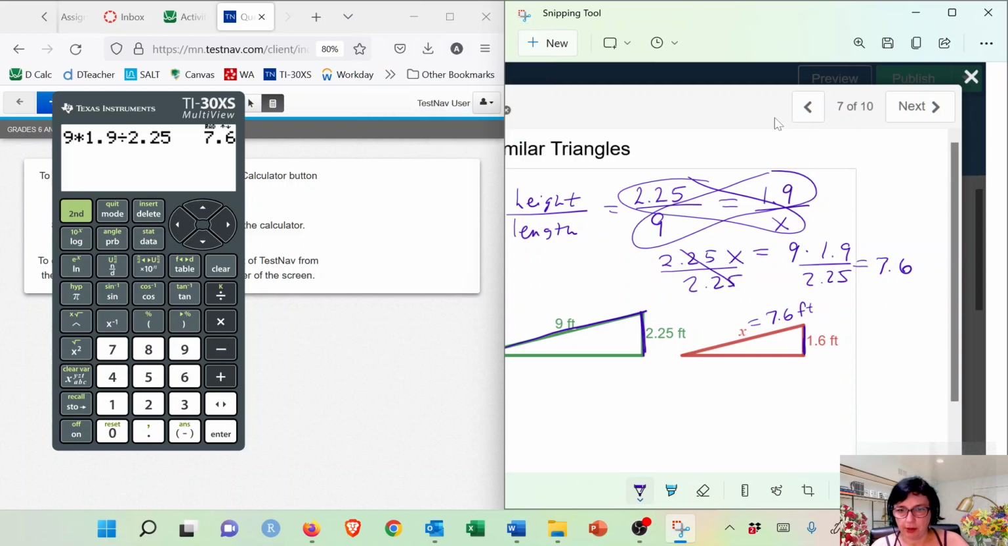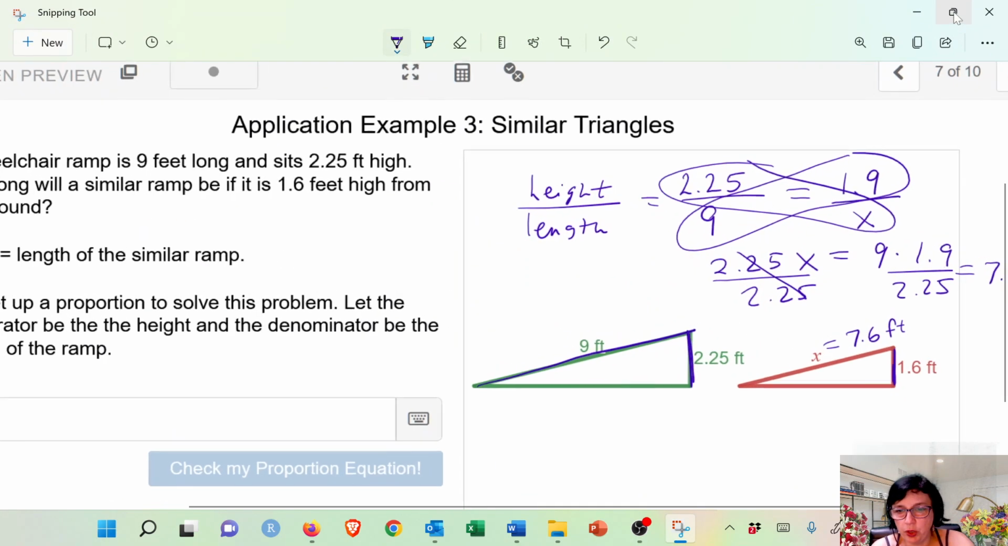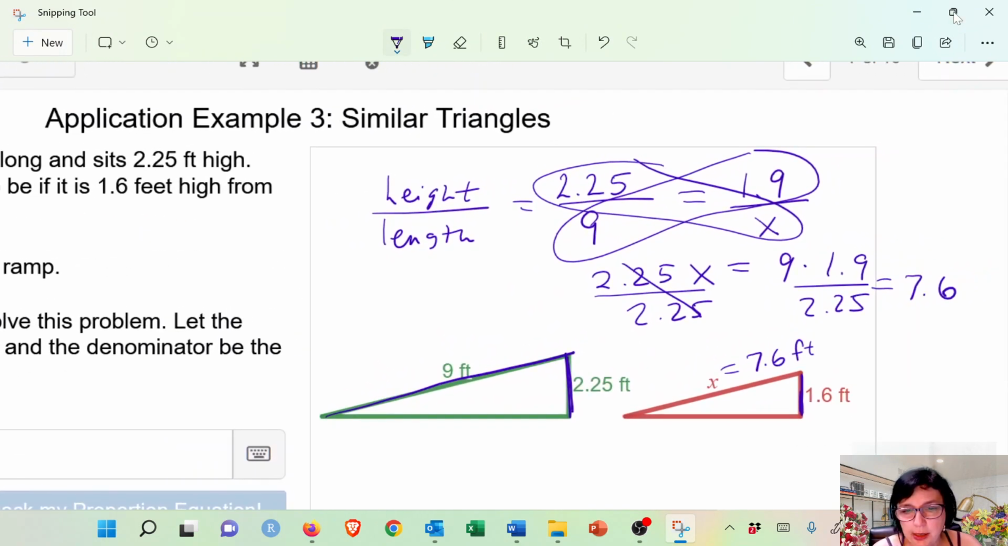So that is correct. But the most important thing that you need to understand when you set up these proportions is that you have to match: the height is over here, over here. The length is over here, over here. If it doesn't work, if you switch them around, you're going to get the problem wrong. So always match them, what's given and then what you're trying to find. All right, that's it.